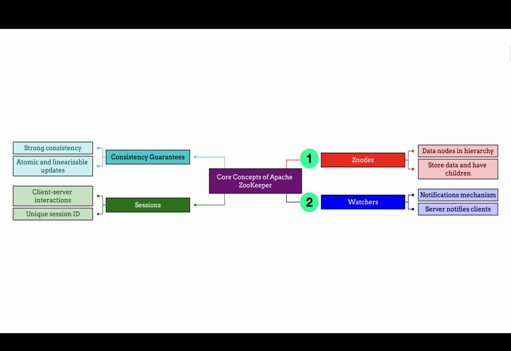2. Watchers. Watchers are a mechanism for clients to receive notifications about changes in the Zookeeper ensemble. When a watched node changes, the Zookeeper server notifies all registered clients. 3. Sessions. Client-server interactions are session-based. Each client session is assigned a unique ID, and session state is maintained by the Zookeeper ensemble.